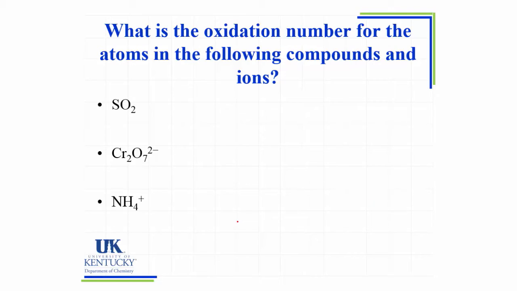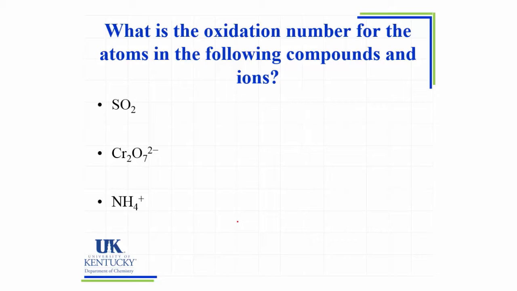Let's look at some examples determining the oxidation number for atoms in these compounds and ions. The first thing I want to notice about the substance is, what is the overall charge? Is it neutral or does it have a charge? Because that's going to tell me some information about the sum of the oxidation numbers.